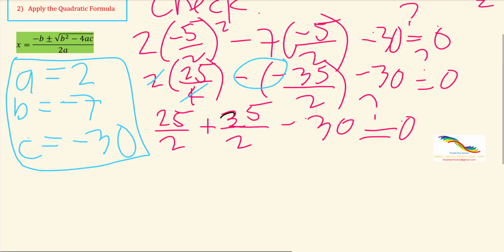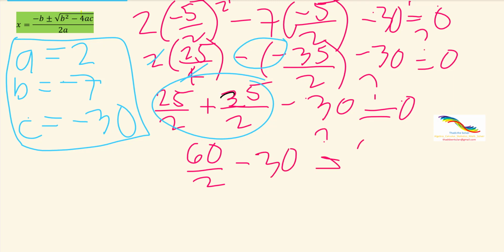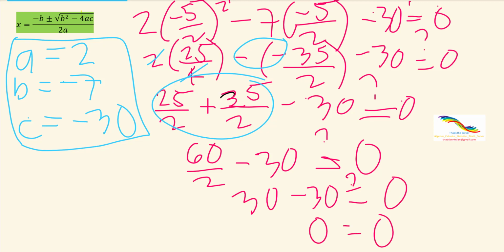Big question. So this becomes 60 over 2 minus 30. Is that equal to 0? So that's 30 minus 30. Is that equal to 0? So that's 0 equals 0. And we have solved the problem.